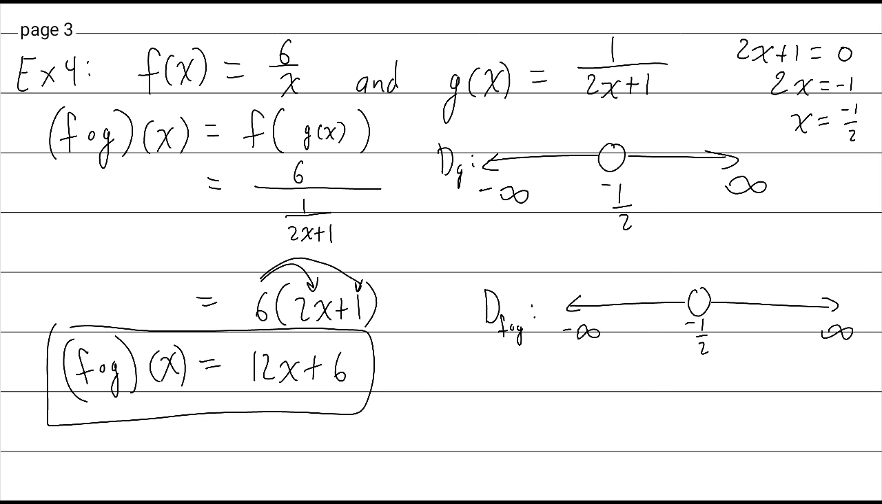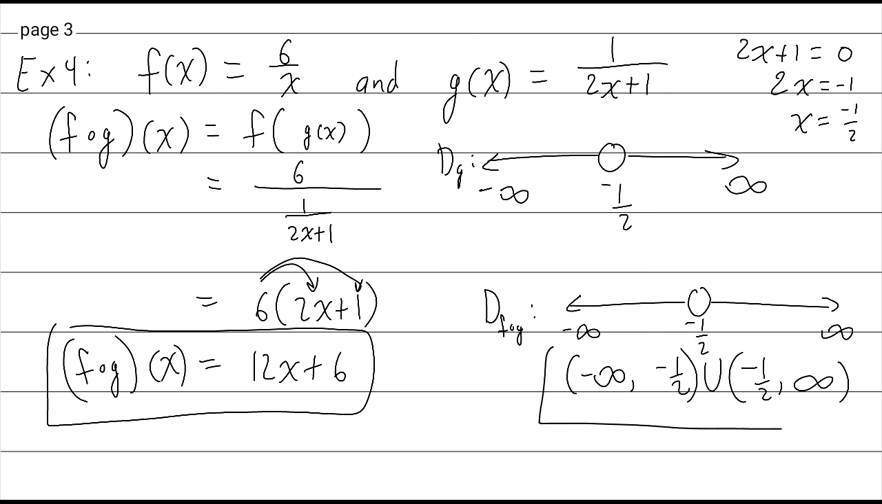So this here is my denominator, these two pieces. First one, negative infinity to negative 1/2, union. Second piece, negative 1/2 to positive infinity. All right. One more thing to talk about.